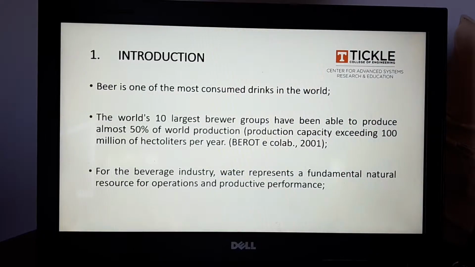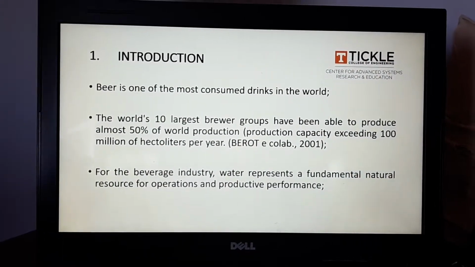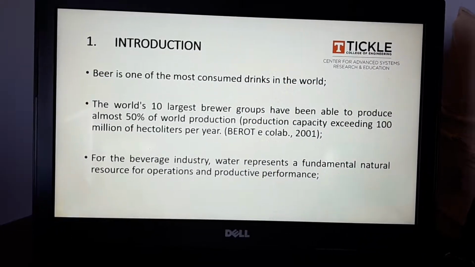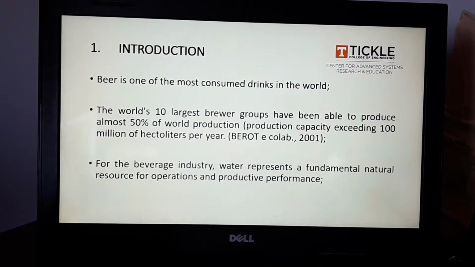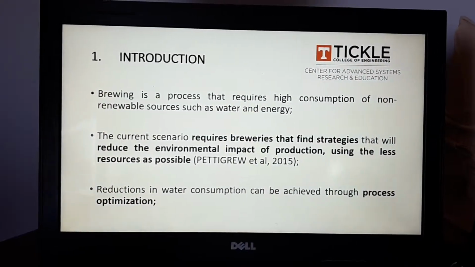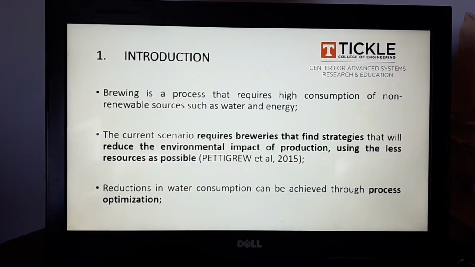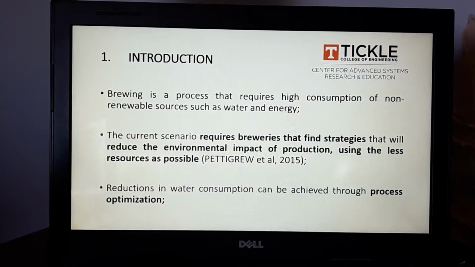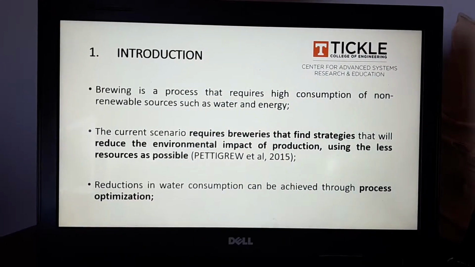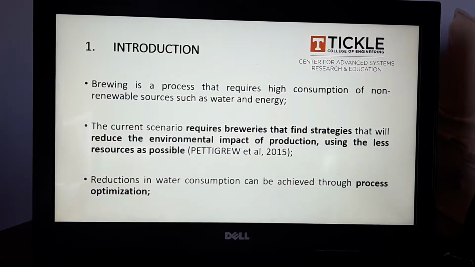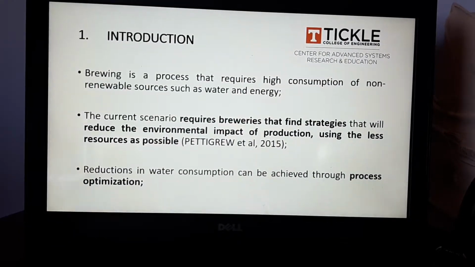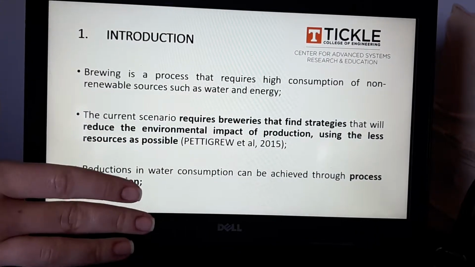So as for production, water represents a fundamental natural resource for the operation and the productive performance. And the process requires a high consumption of non-renewable sources such as water and energy. So it spends a lot of water and energy in this production. And the current scenario requires that breweries find strategies that will reduce the environmental impact of production.